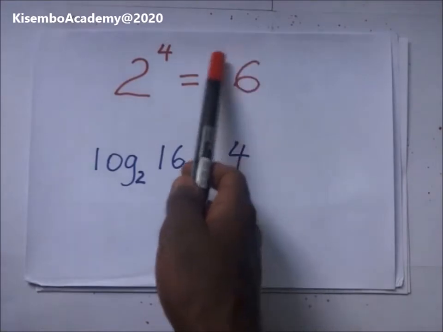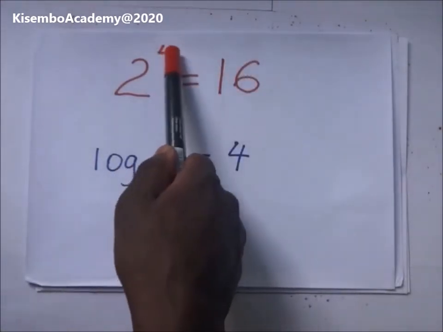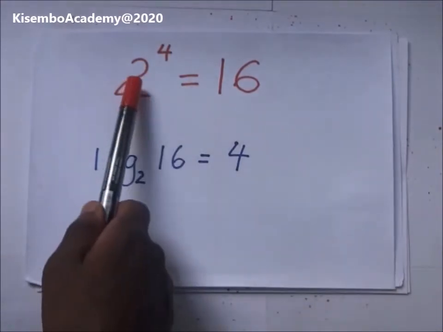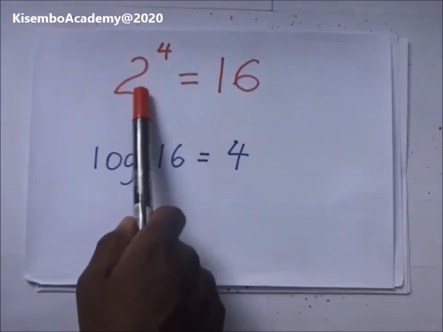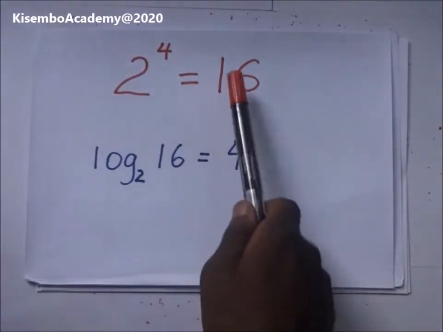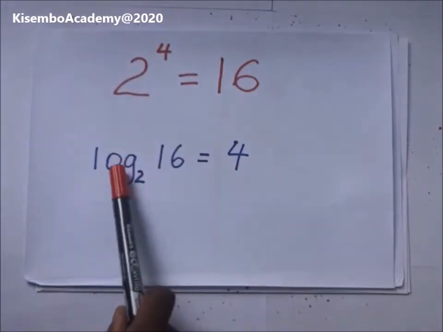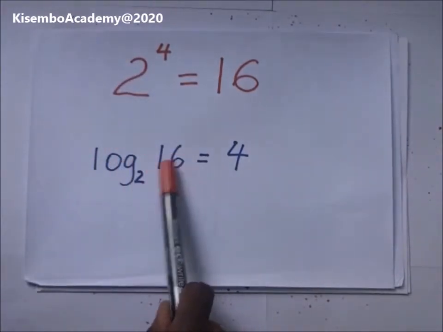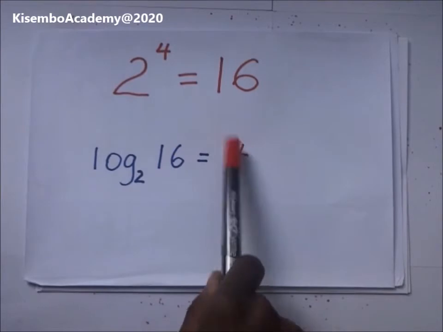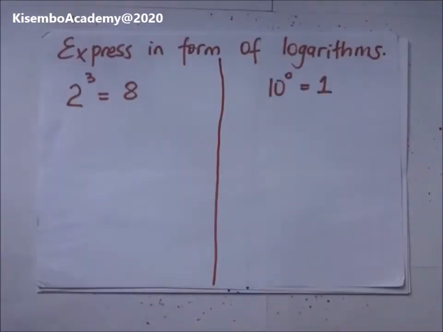Now, what is the logarithm of 16? Here the logarithm of 16 is going to be 4, but this time it won't be to base 10 because it is 2 to the power 4. So you're raising the power 4 to a number 2, not to 10. So the logarithm of 16 here is going to be 4 base 2. That's why we are saying that the log of 16 is going to be 4, but it's to the base 2. So let's do a few examples.